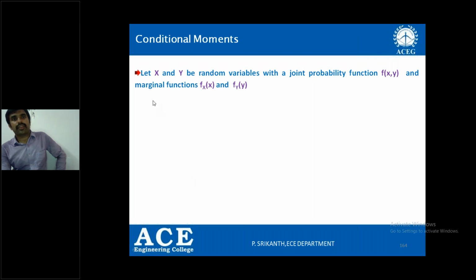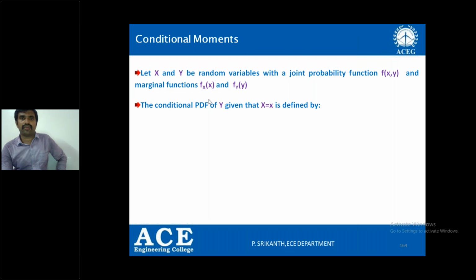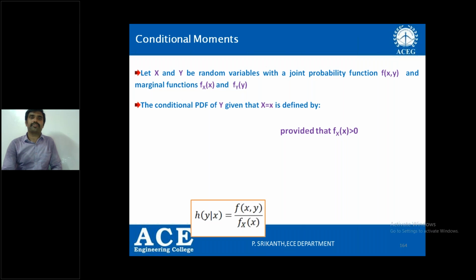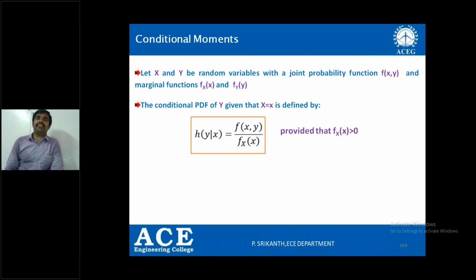So therefore here, if x and y are random variables with a joint density function f of x comma y and the marginal functions fx of x and fy of y, the conditional density function, or conditional probability density function, of y given that X equals x, is defined as h of y given x equal to f of x comma y by fx of x. We know that. We have derived this conditional density function h of y given x equal to f of x comma y by fx of x, right?